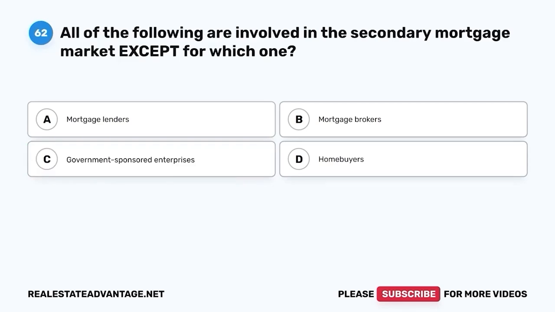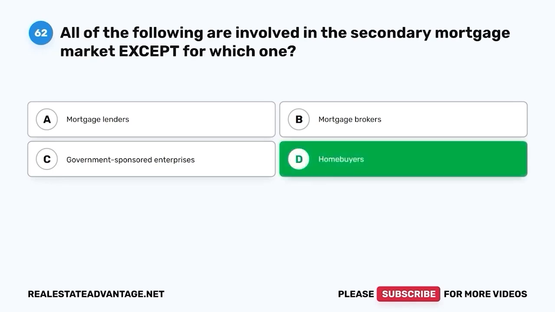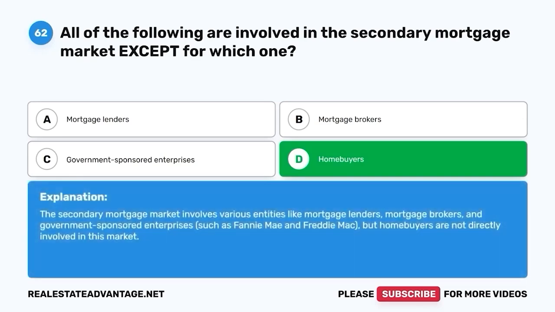Question 62. All of the following are involved in the secondary mortgage market, except for which one? A. Mortgage lenders. B. Mortgage brokers. C. Government-sponsored enterprises. D. Home buyers. The correct answer is D, home buyers. The secondary mortgage market involves various entities like mortgage lenders, mortgage brokers, and government-sponsored enterprises, such as Fannie Mae and Freddie Mac, but home buyers are not directly involved in this market.